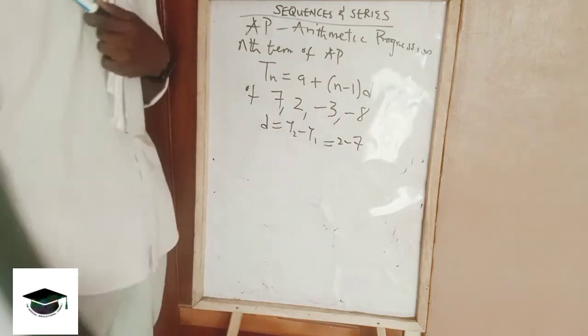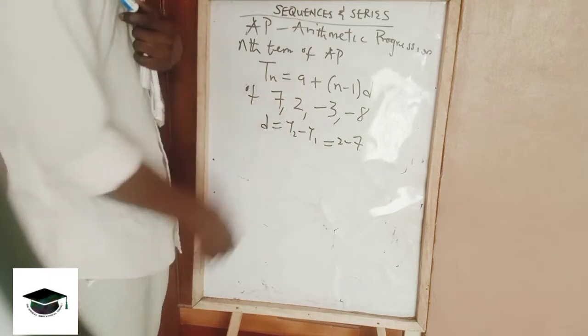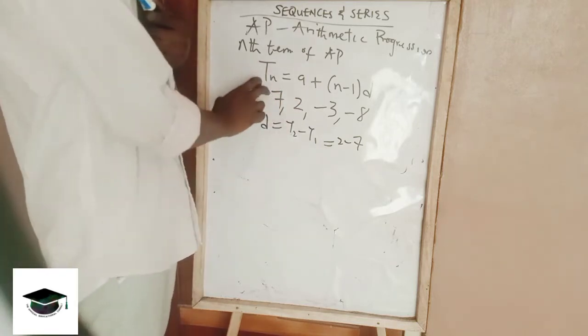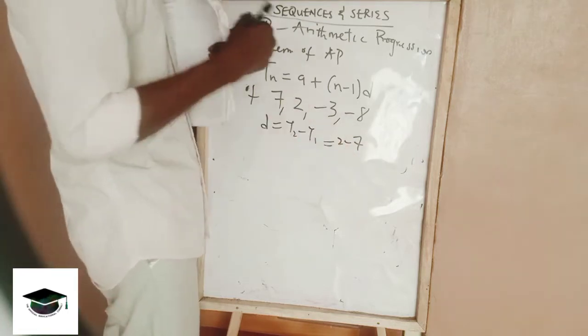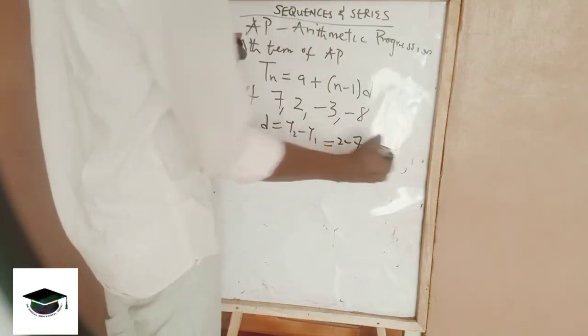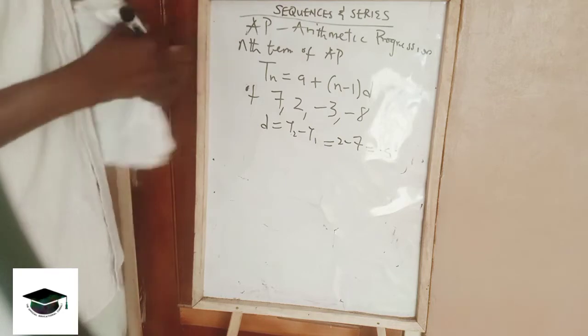This T1 means the first term. So what's the second term here? 2 is the second, while the first one is 7. So that's T2 minus T1, that's 2 minus 7. And that gives you what? Minus 5, right? Yeah, it's minus 5. The answer is minus 5.